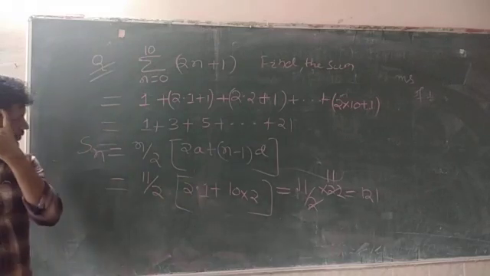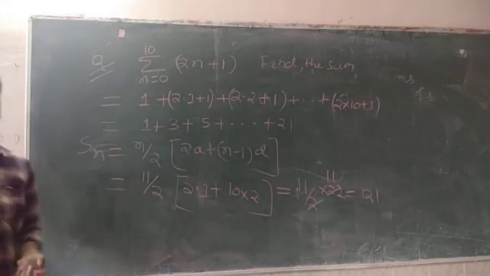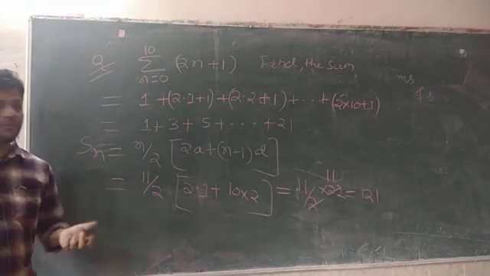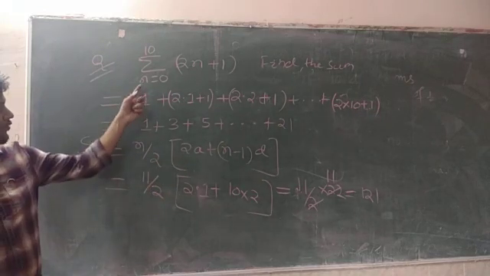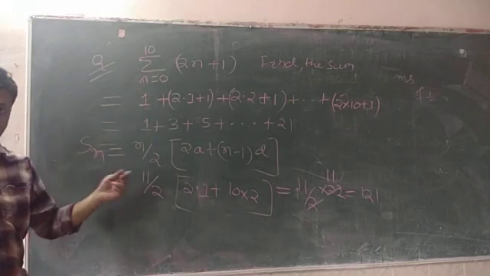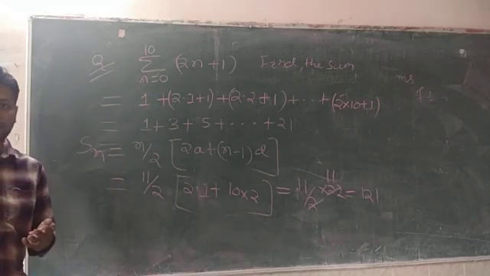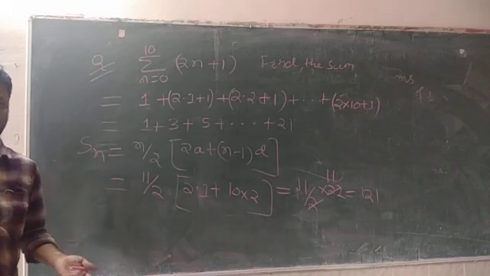So we have to solve like this. If the summation is given like this, this is in AP. So you need to remember this formula: n by 2 into (2a plus (n minus 1) d), where n is the number of terms. Where do we find n? n is from 0 to 10, that means we have a total of 11 terms: 0, 1, 2, 3, up to 10. So including 0, we have 11 terms.